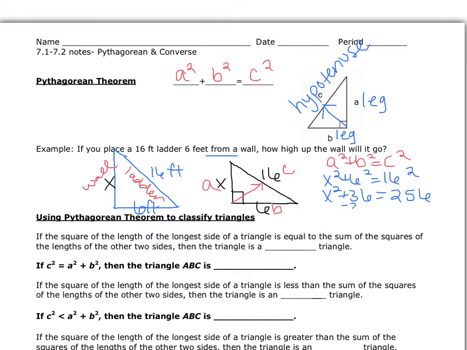Now we're going to subtract 36 from each side. X squared is equal to 220. To get rid of the squared on the x, we have to take the square root of both sides. So that's going to leave us with x is approximately 14.8 feet. So that's how high up the wall the ladder will reach.